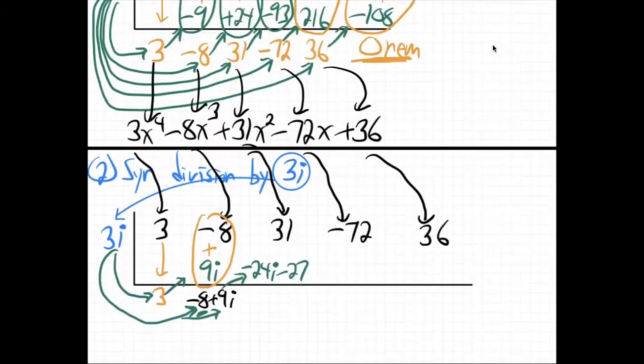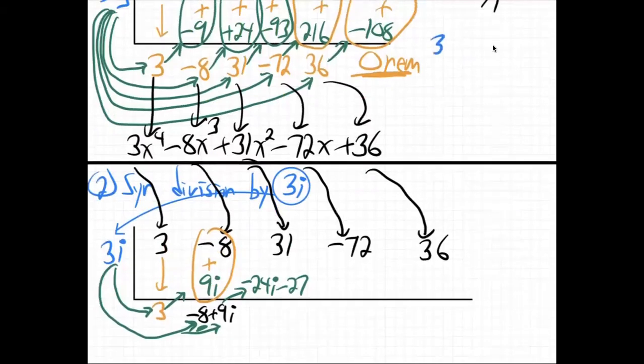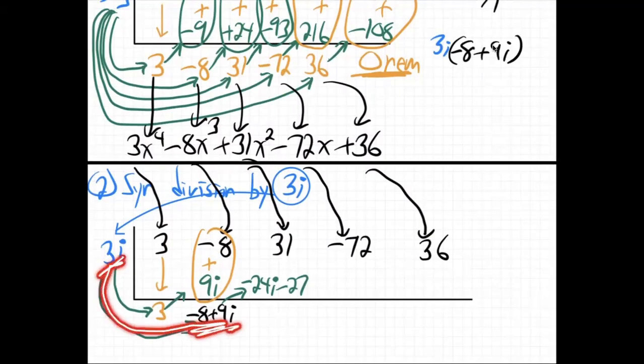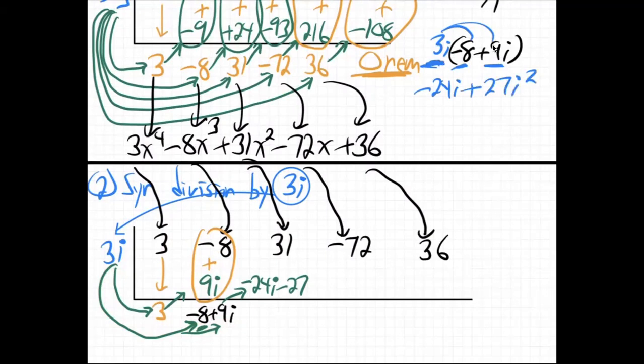Excuse me. Let me go over here and show it. So if you're going to take 3i and multiply by -8 plus 9i, that's what I just did, right? Let's do it over here. So what's going to happen? Boom, boom. 3i times -8, that's pretty easy, -24i. And 3i times 9i is plus 27i squared, isn't it? Because 3 times 9 is 27, and i times i is i squared, just like x times x is x squared.